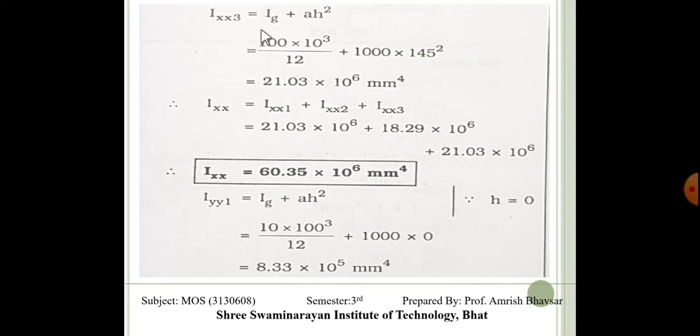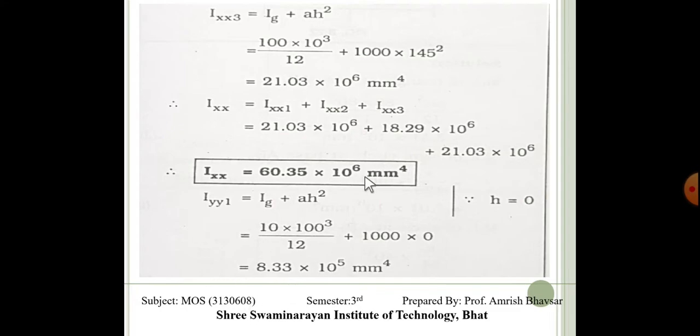Ixx3 is Ig plus Ah square, that is bd cube by 12 plus 1000 into (y3 minus y bar) square. So total Ixx is equal to Ixx1 plus Ixx2 plus Ixx3. That is why it is 60.35 into 10 raised to 6 mm raised to 4.